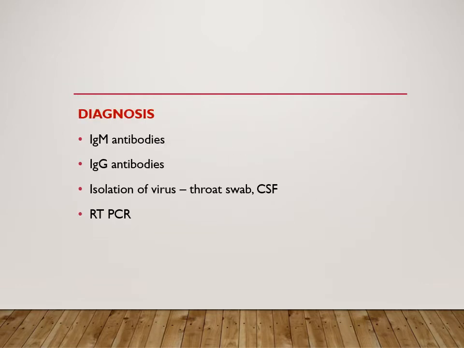Now, how can we diagnose this rubella infection? That is, one is the IgM antibodies. That is a good option. Then IgG antibodies, but the problem is that IgG gets transferred from the mother to child. So we are not sure whether these antibodies which we have detected in the child are of the mother or are being produced against the infection in the child.